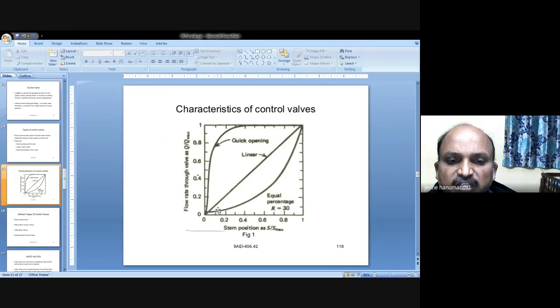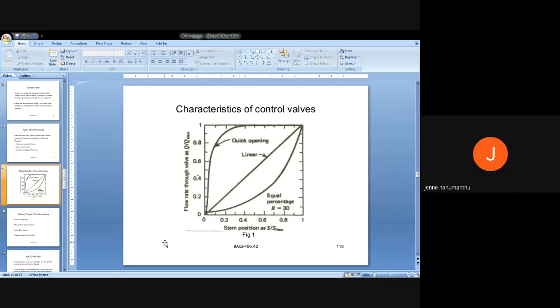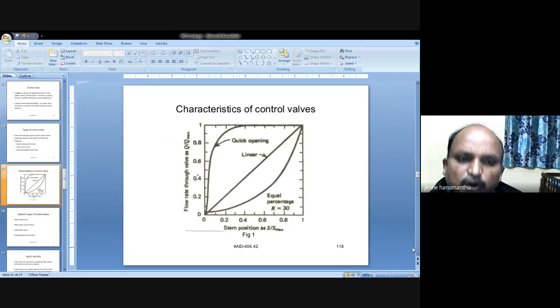So the graph is like this, the relation: if you keep opening, for 30% of stem position, you can expect 90% of the flow rate. So that is the meaning of quick opening. Quick opening means sudden output, sudden maximum output. Quick opening refers to sudden maximum outputs, based on the position of the stem.